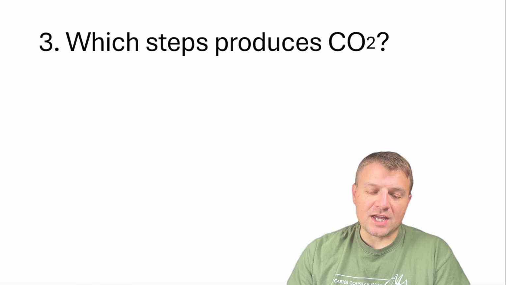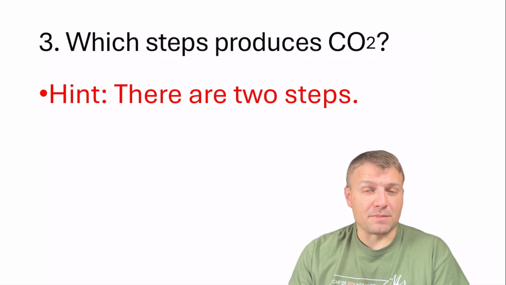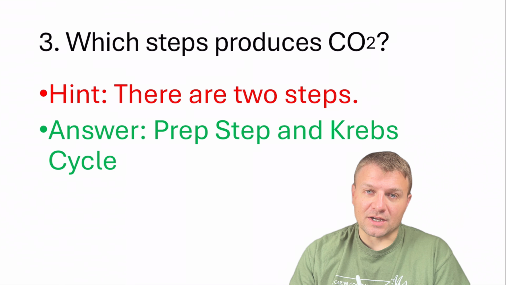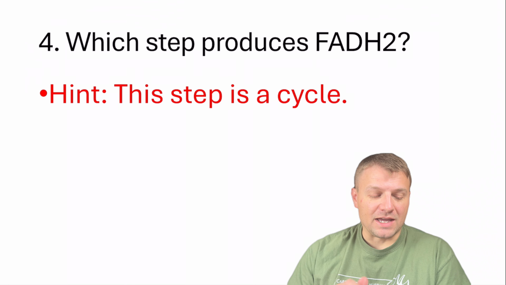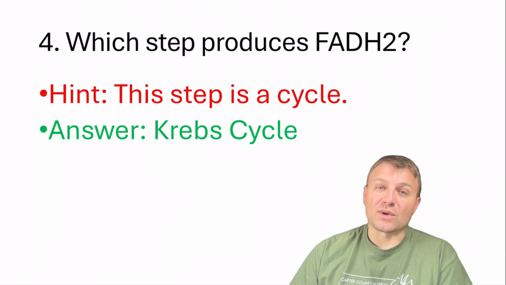Question number 3, which step produces CO2? My hint here is there are actually 2 steps that produce CO2. The answer is the prep step and the Krebs cycle. Question 4, which step produces FADH2? My hint here is that this step is a cycle, which kind of gives it away. This is the Krebs cycle.